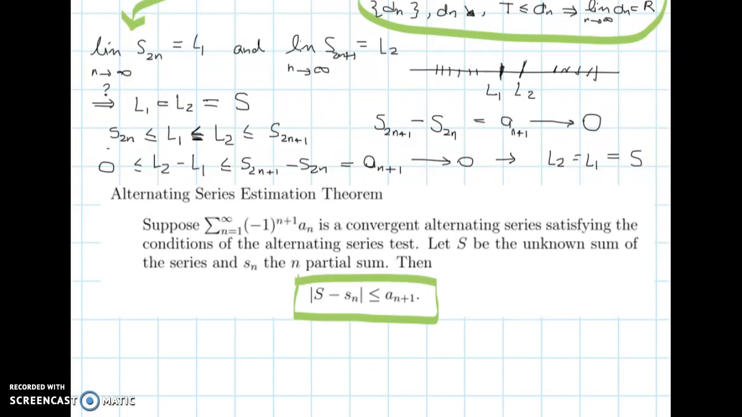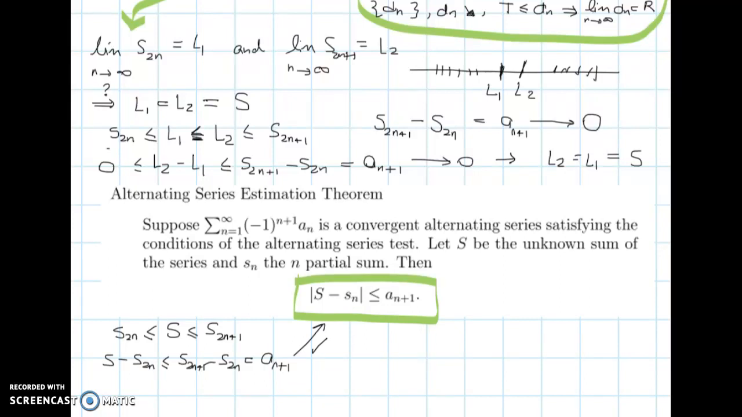So from the proof of the theorem, we know that any of the even terms of the partial sums is less or equal than the sum of the series, which is less or equal than any of the odd terms of the sequence. So if we look at the difference between the sum and any even term, we don't need absolute value here. This is going to be less or equal than the difference between the odd term and the even term, which is exactly the term a_{n+1}. And in this case, we are done proving this inequality.